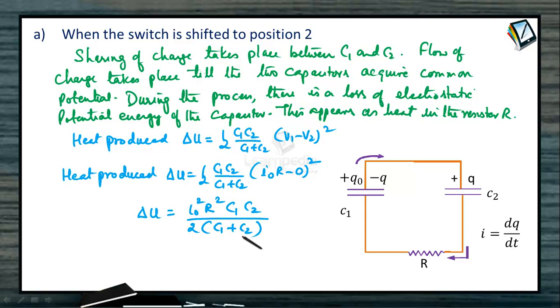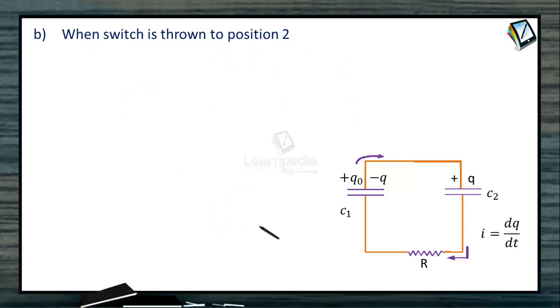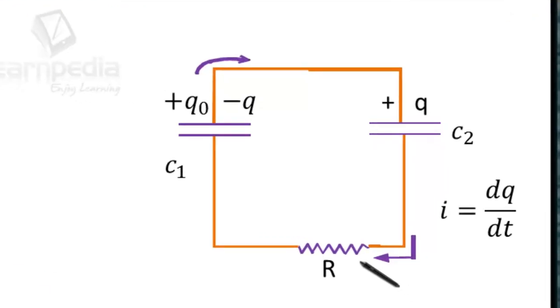Now when the switch is thrown to position 2, we want to calculate what is the charge on the capacitor as a function of time. We have to calculate the current through the circuit as a function of time, and initially the capacitor is uncharged. When the switch is thrown to position 2, C1 gets discharged, C2 is getting charged. Let at any instant I be the current flowing in the circuit. Current flowing in the circuit is I. The charge on the capacitor C2 is Q, and the charge left on the capacitor C1 is Q naught minus Q.